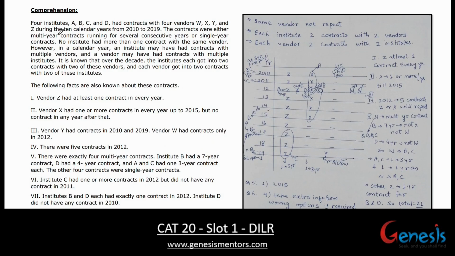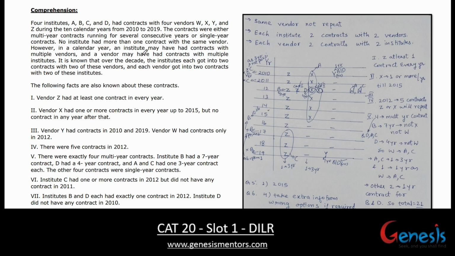In this caselet, 4 institutes A, B, C, and D had contracts with 4 vendors W, X, Y, and Z during the 10 calendar years from 2010 to 2019. The contracts were either multi-year contracts running for several consecutive years or a single year contract.